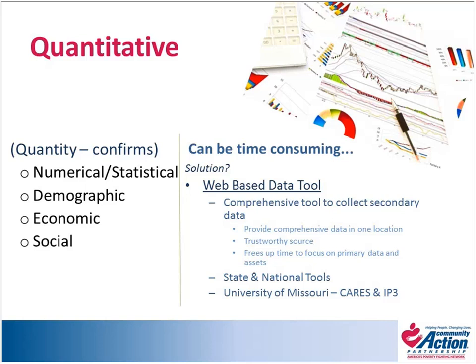And so the solution that the Community Action Network has was to create this web-based data tool. Back in 2009, the University of Missouri, through two organizations called CARES and IP3, as well as the Missouri Community Action Network, developed this web-based data tool. Now today, there's a few different state associations that have their own state-based tool. And then the National Community Action Partnership also has the National Community Commons Hub that you're able to join free of cost and access a variety of different data indicators as well as a mapping tool.